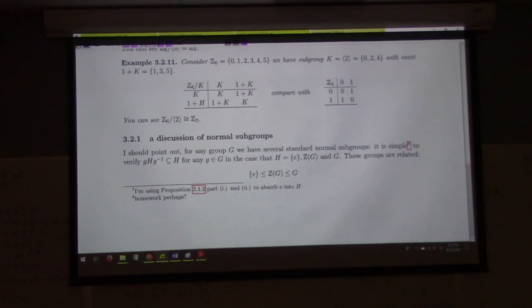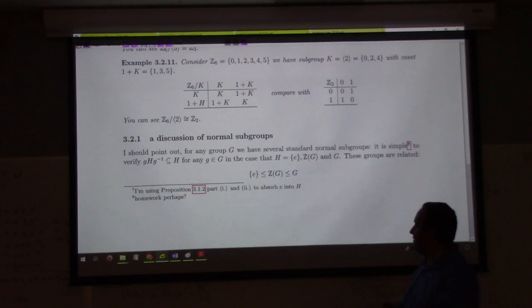So there are some standard normal subgroups that are available for any group. One stupid choice is E. The trivial group is normal. Another less trivial group for most groups is the center of the group. You can prove that the center of the group is a normal subgroup. That's probably a homework problem for you guys.